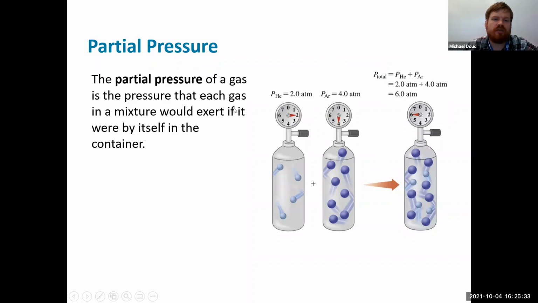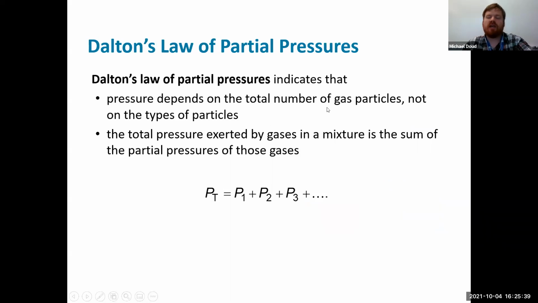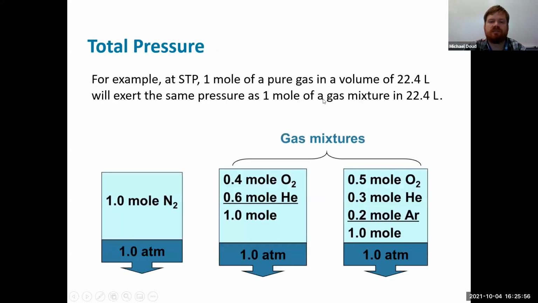And again, the partial pressure of a gas is the pressure that each gas in a mixture would exert if it were by itself in a container. And the law of partial pressures looks like this. Basically, the total pressure of a gas depends on the total number of gas particles, not the individual types of particles. And the total pressure exerted by gases in a mixture is the sum of the partial pressures of those gases.